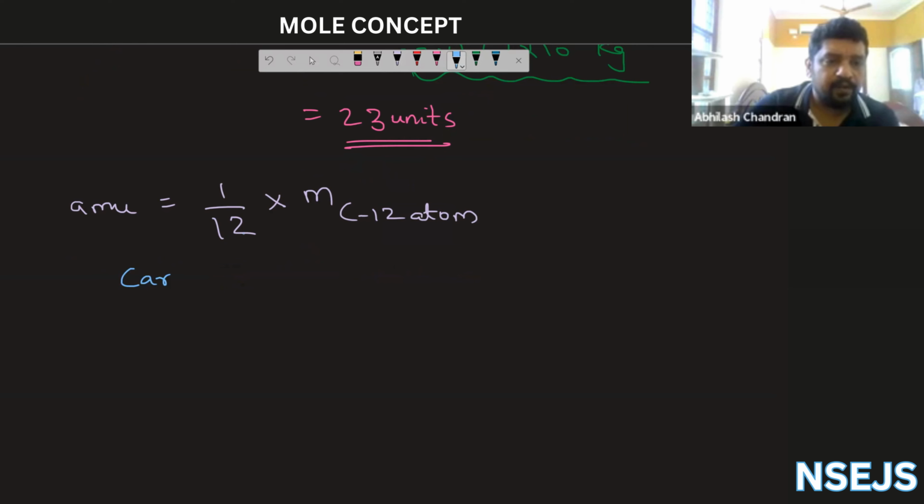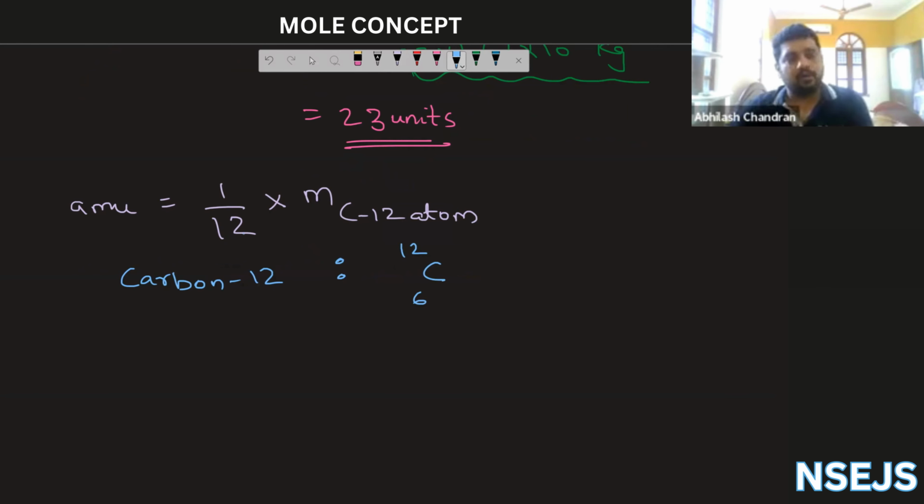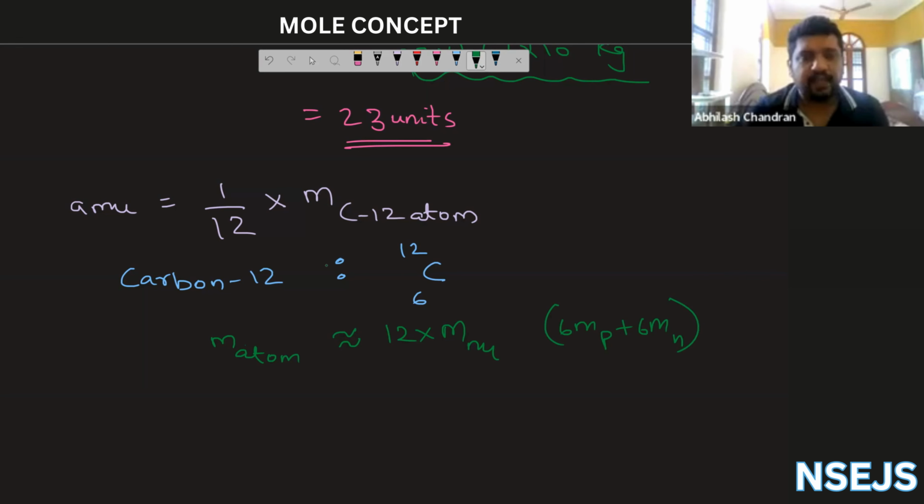So carbon 12 would mean that I have C612, which means I have 6 protons and 6 neutrons, and of course 6 electrons in the atom. So if I'm speaking about the mass of a carbon 12 atom, this will be approximately what? 12 times the mass of a nucleon, right? Or you can say that this was 6 times the mass of a proton plus 6 times the mass of a neutron, approximately. This is where we started.